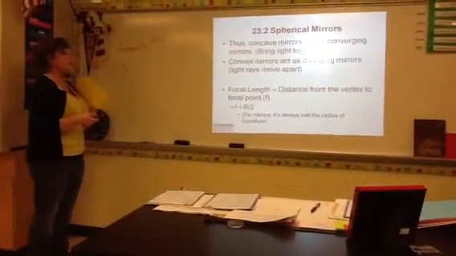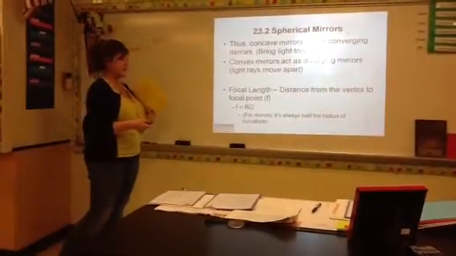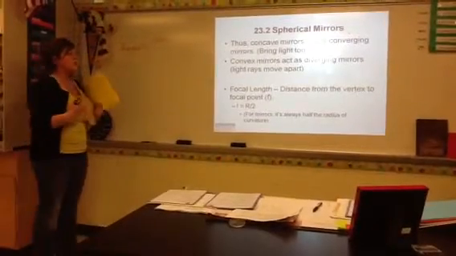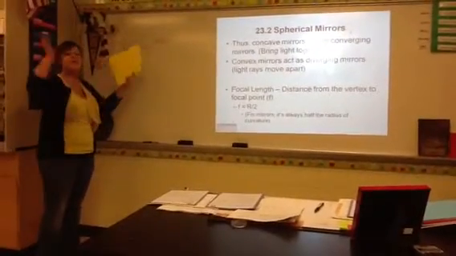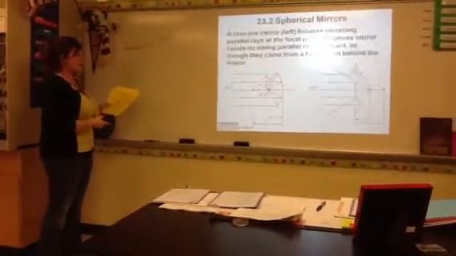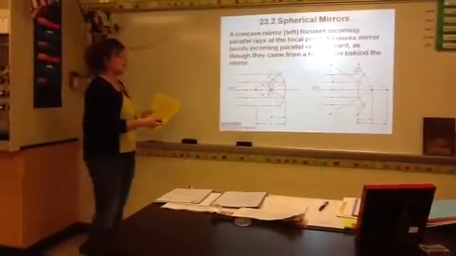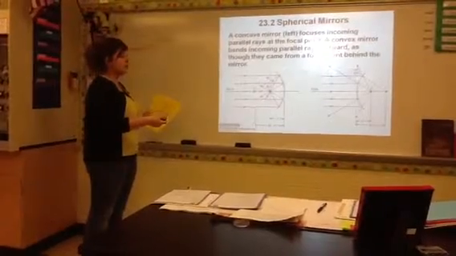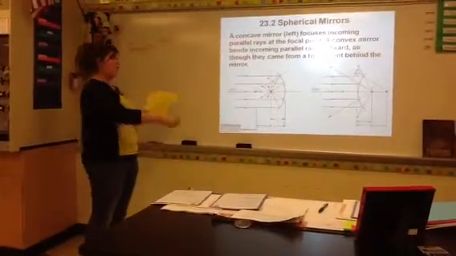Convex mirrors then will act as diverging mirrors. So what that means is the light rays are actually moving very far apart. They're spreading out from one another. So let's go back to that picture. Here's my convex mirror. So I know it's convex because it's more curved outward.